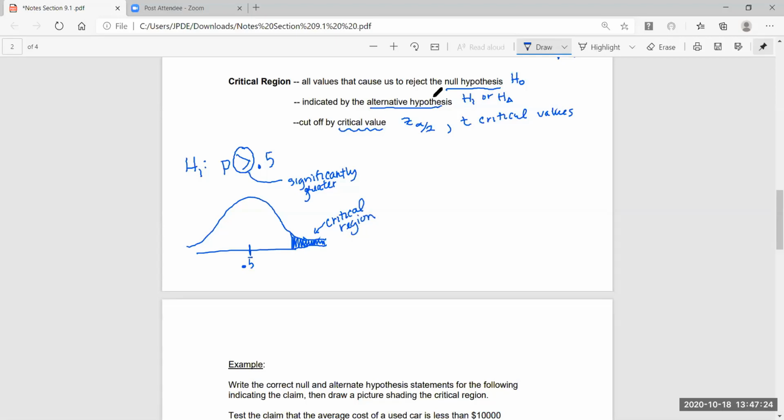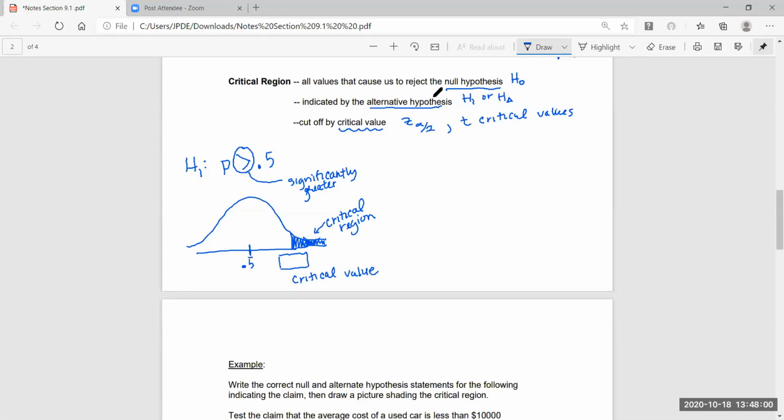So if we found that something called our test statistic is in this region, we would say, okay, we do think that the proportion is significantly greater than 0.5. What you'll notice here, you could get a cutoff for that region, a cutoff value. That is your critical value. The critical value cuts off the critical region.